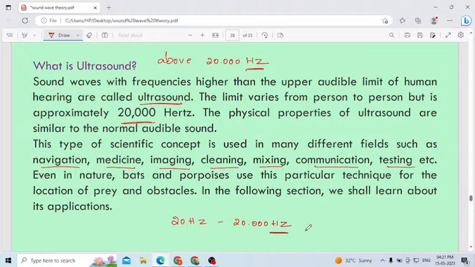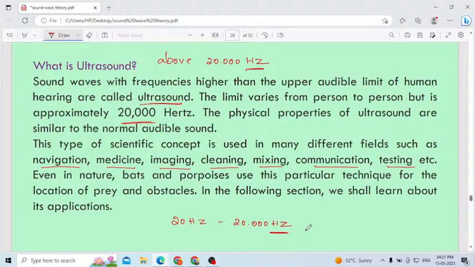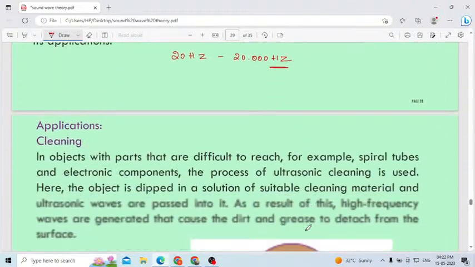Where will we use ultrasound? Navigation, medicine, imaging, cleaning, mixing, everything. Let us discuss in detail here. Ultrasound means the frequency above 20,000 Hertz. That one you have to remember.